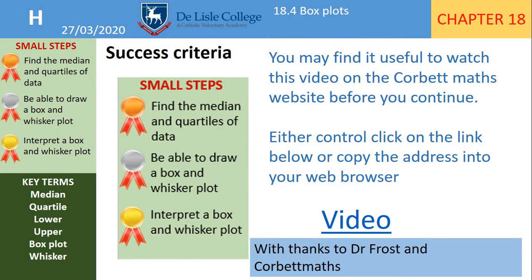So the success criteria for today, the bronze objective is to find the median and quartiles of data. This we looked at when we did the cumulative frequency lesson. So moving on to a silver objective, today we are going to be looking at drawing a box and whisker plot. Sometimes it's just called a box plot. And we're also going to be looking at interpreting them as well and comparing.